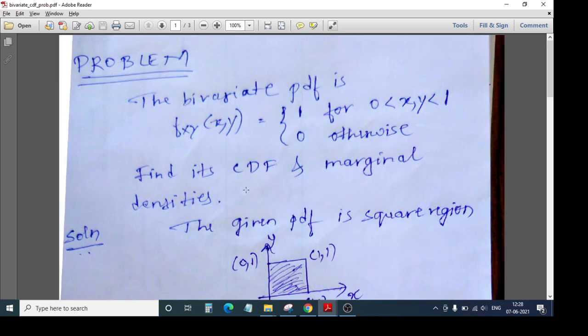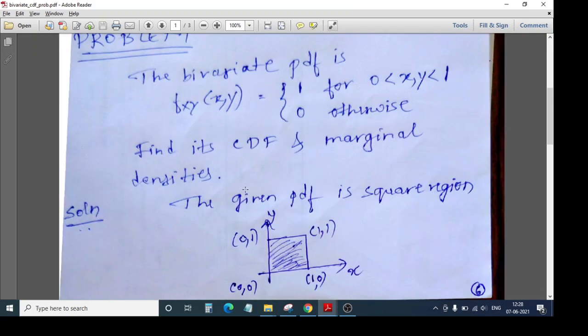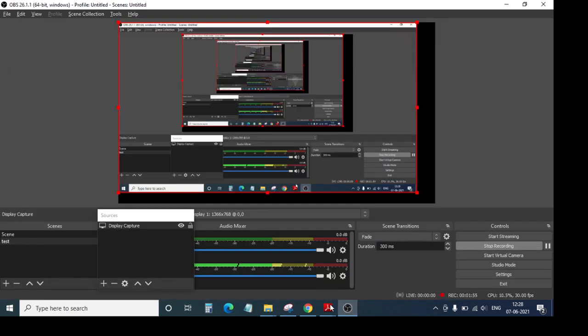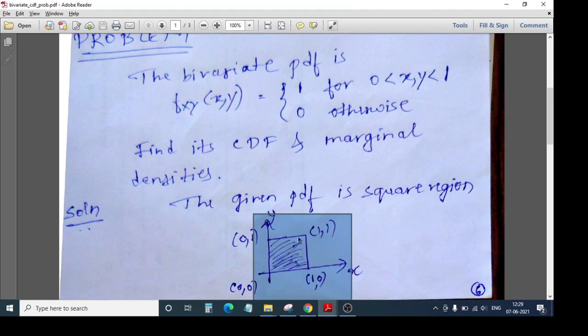See here, friends, the first thing given is that our PDF is 1 in this range, so it turns out to be a square region. How? Please observe: when x is 0, y is 0, this is my point. When x is 1 and y is 0, this is my point. When x is 1 as well as y is 1, this is my point. And when x is 0 and y is 1, this is my point. When you join all these four points, the area is in the form of a square. This is very important, friends.